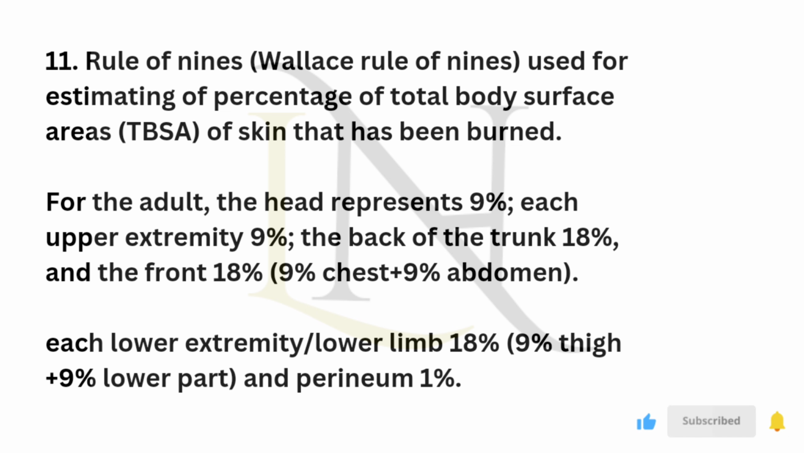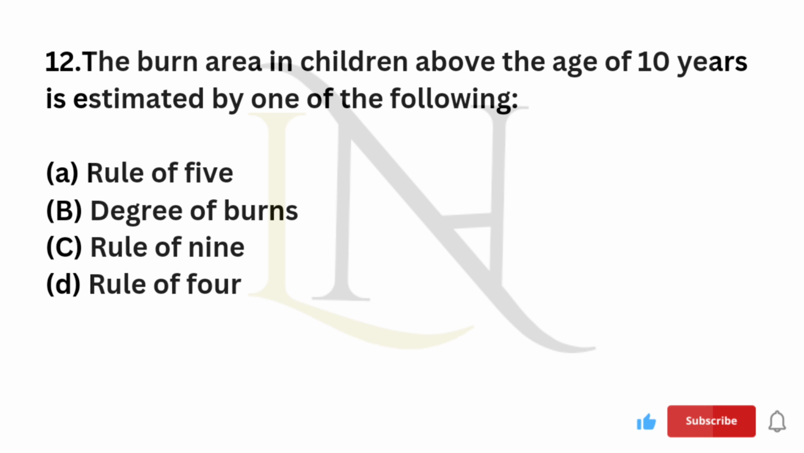Move to next MCQ. The burn area in children above the age of 10 years is estimated by one of the following. Option A, rule of 5. Option B, degree of burns. Option C, rule of 9. Option D, rule of 4. Correct answer: option C. Rule of 9 is used in burn patient.